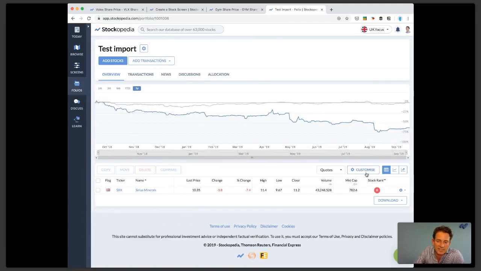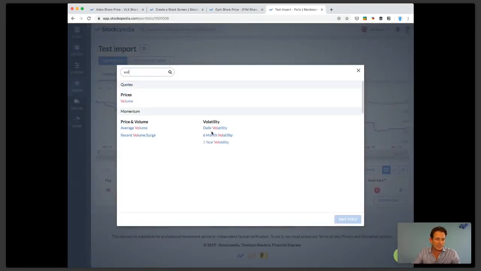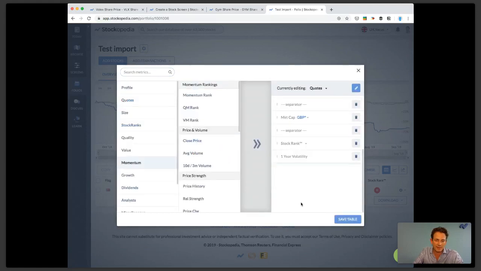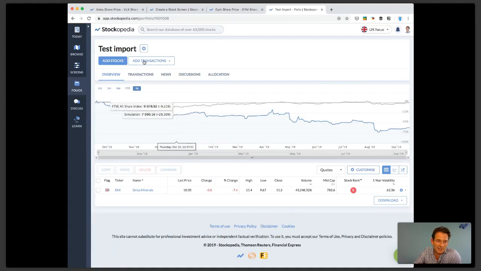You can customize a table, and you should be able to search for volatility. There it is. So you could add 6-month volatility or 1-year volatility. If I add that here, confirm the column, save the table, and there you can see it: 62% annualized volatility on Serious Minerals.